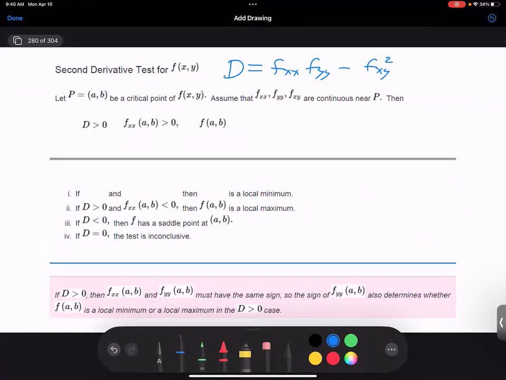Oh wait, did things get shifted down? Oh, okay.